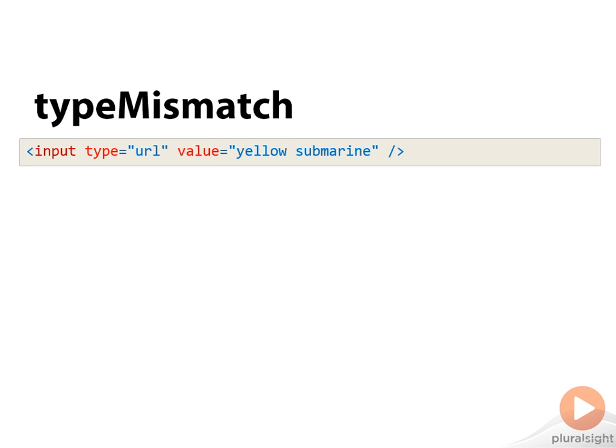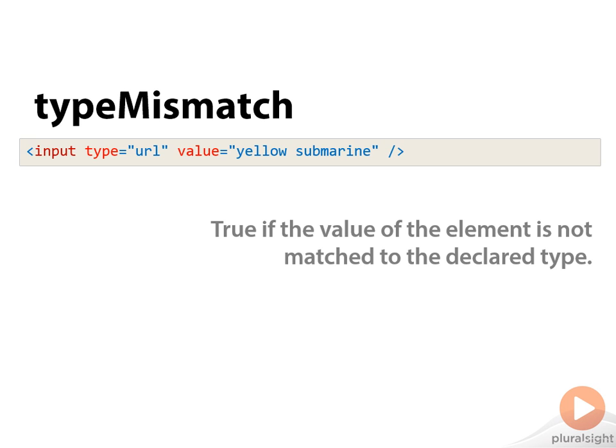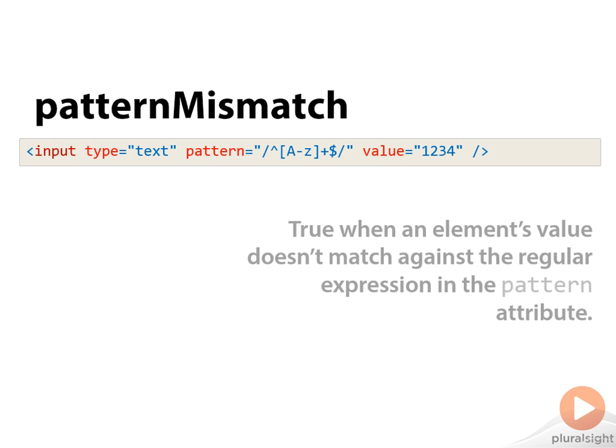The type mismatch rule returns true if the value of the element is not matched to the declared type. So in this instance, the type is URL, but the value is yellow submarine, so that results in a type mismatch. For pattern mismatch, this will return true if an element's value doesn't match against the regular expression that's in the pattern attribute. So in this case, I have numeric values of 1, 2, 3, 4 against the pattern saying it can only be alpha characters.